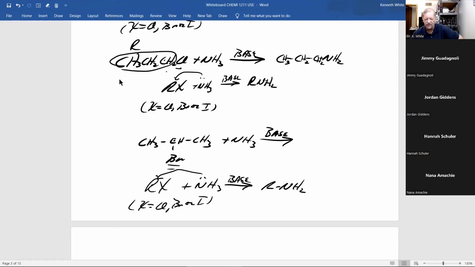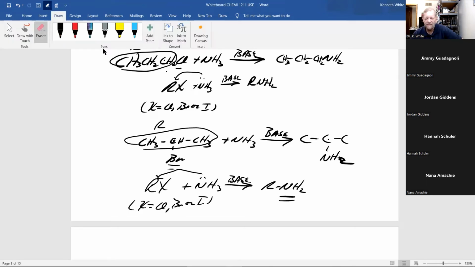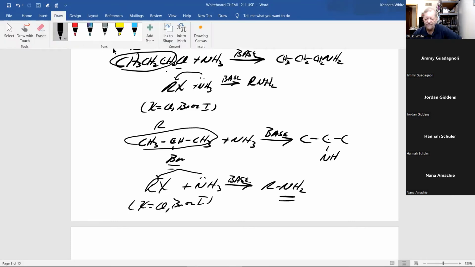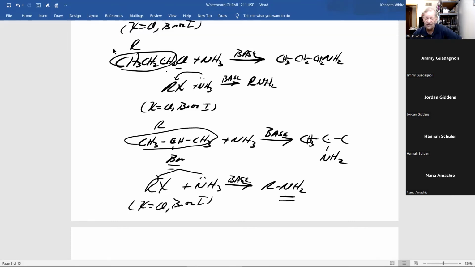Remember, 3 bonds to nitrogen. And what's my R group? Isopropyl. The carbon with the halogen, 3 carbons, because you don't break carbon-carbon single bonds, will be the carbon with the ammonia. And that should be a 2. Let me make it clear. And there are 4 bonds to carbons, so I can put in hydrogens. And I made isopropylamine.